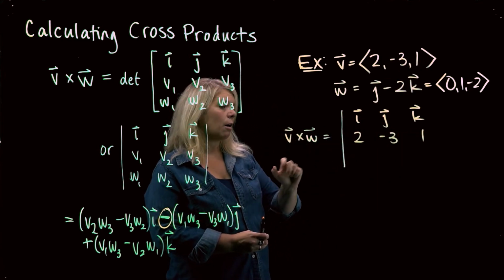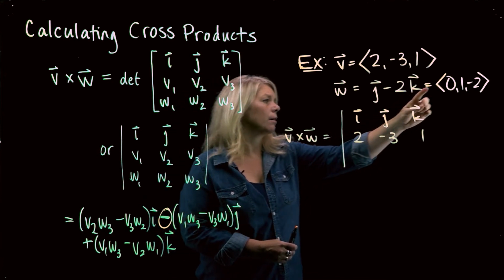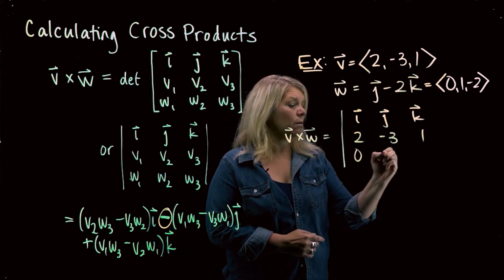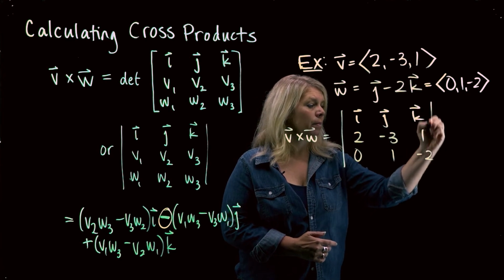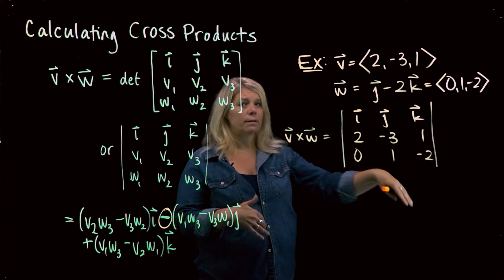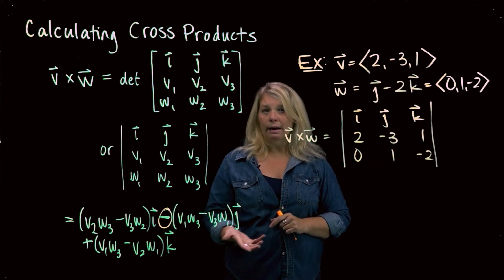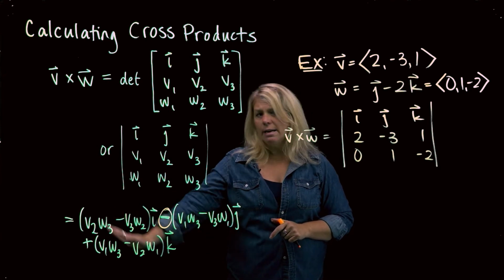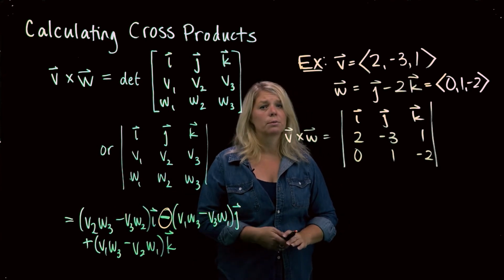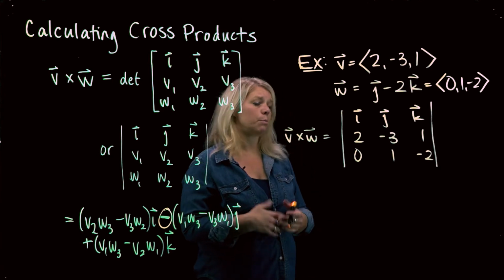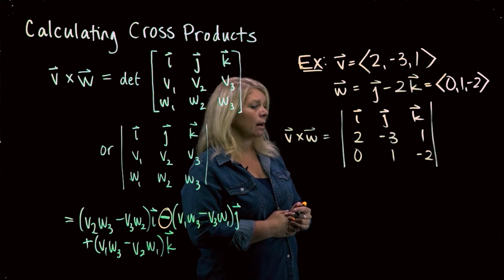And then the bottom row is the components of the second vector in your cross product. So 0, 1, negative 2. All right, and then you're going to do all of this cross multiplying and subtracting like I was talking about over here. So I would not try to write down this formula. I would just try to do the cross products, the multiplications and the subtractions, and write down the results.